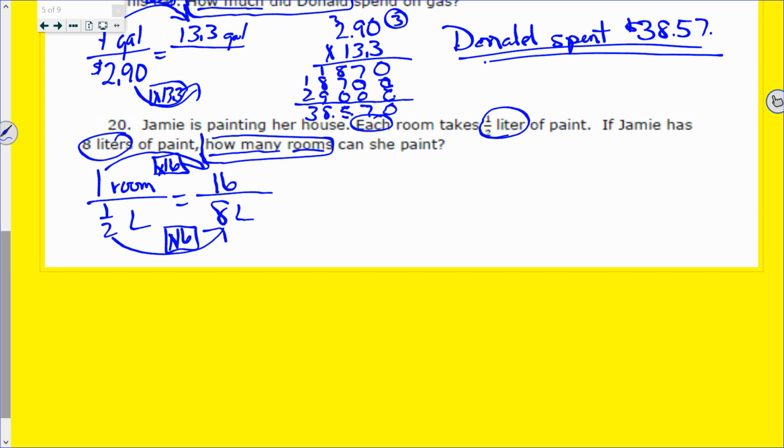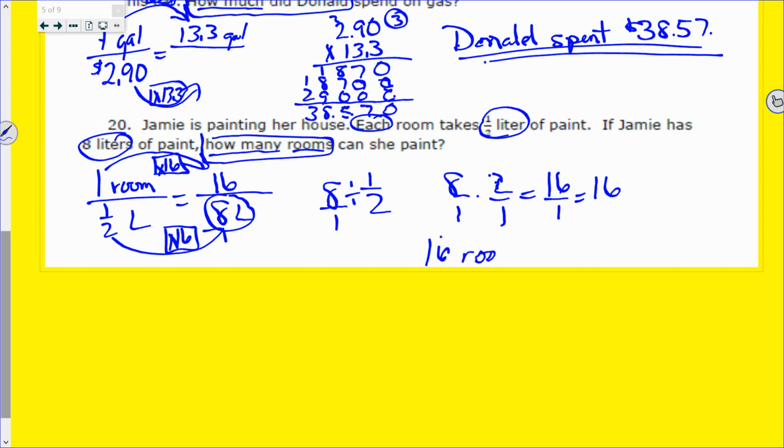Now, since they didn't really show us this when we were looking at our proportion, they gave us the 8 liters and said each was a half. Well, if I go half to 8, I'm multiplying. If I go 8 to 1/2, I'm actually dividing. So it's 8 divided by 1/2 mathematically. Whole numbers go over 1. Then we multiply by the inverse. Gives me 16 over 1, which simplifies to 16. So 16 rooms can be painted.